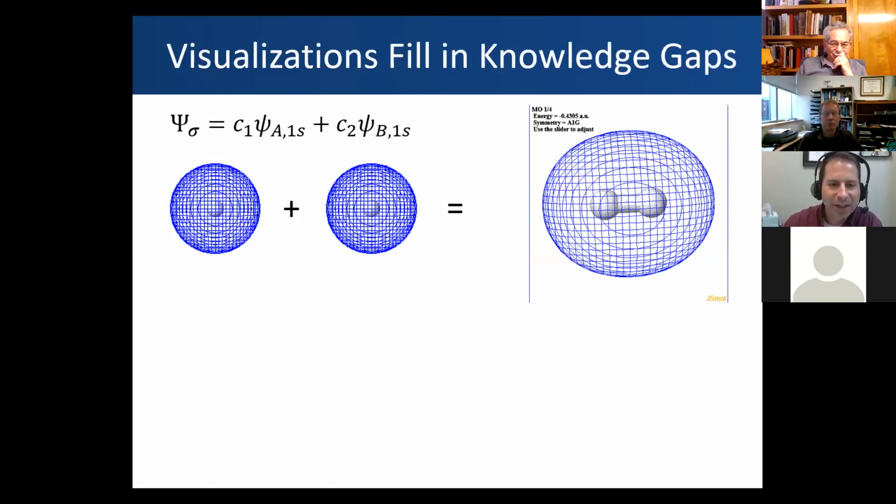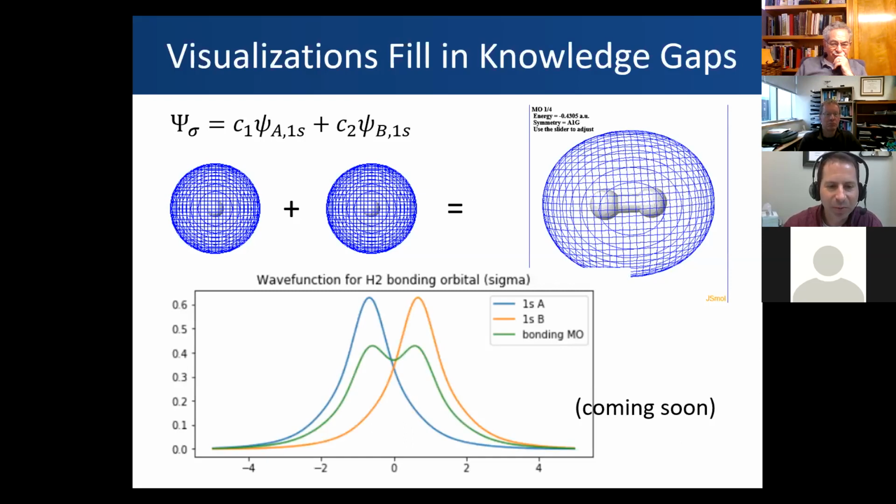And in addition to that, soon when we get JupyterHub working, just like Sean had a MathCAD example, you can do a similar calculation in Python where you calculate the wave functions, and then you can add them together, and you can show constructive and destructive interference.